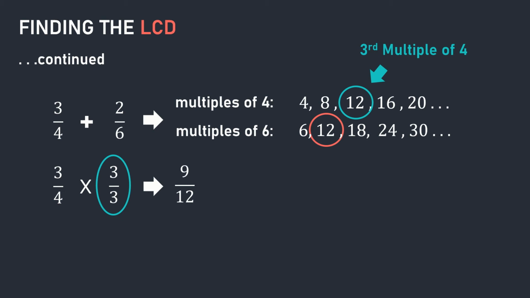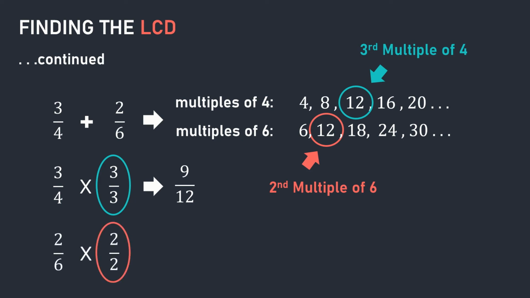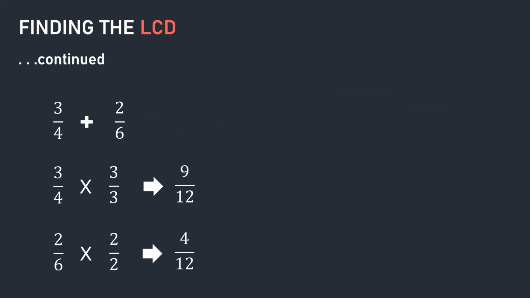We do the same thing for the second fraction. The LCD, which is 12, is the second multiple of 6. So we multiply both the numerator and denominator by 2, giving us 4/12. Now we're almost done. Finally, we have two fractions whose denominators are the same, 9/12 and 4/12, which means that we can finally add them. Remember, when the denominators are the same, we just add the numerators. So 9 plus 4 is 13. So our final answer, after all this hard work, is 13/12.